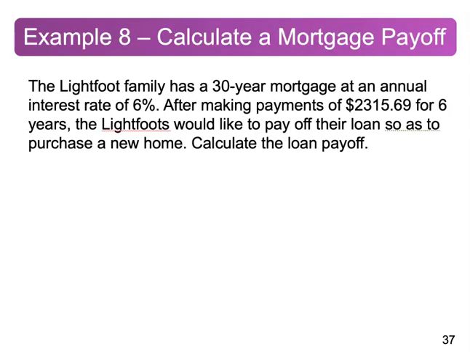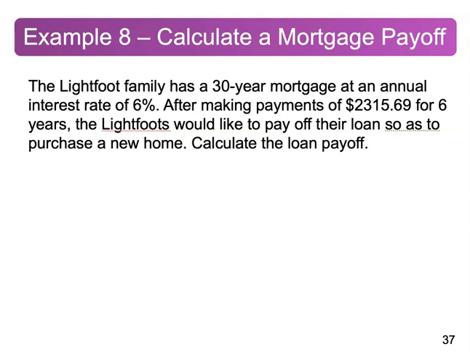They have a 30-year mortgage at an annual interest rate of 6%. And after making payments of $2,315.69 for 6 years, they decide that they want to pay off their loan so that they can purchase a new home. And so we want to calculate the loan payoff. So basically, we just want to see how much they owe after this amount of time. This is a lot like the last example that we did, where we figured out how much she owed after 3 years, and then switched to a new interest rate. It's a similar problem to that.